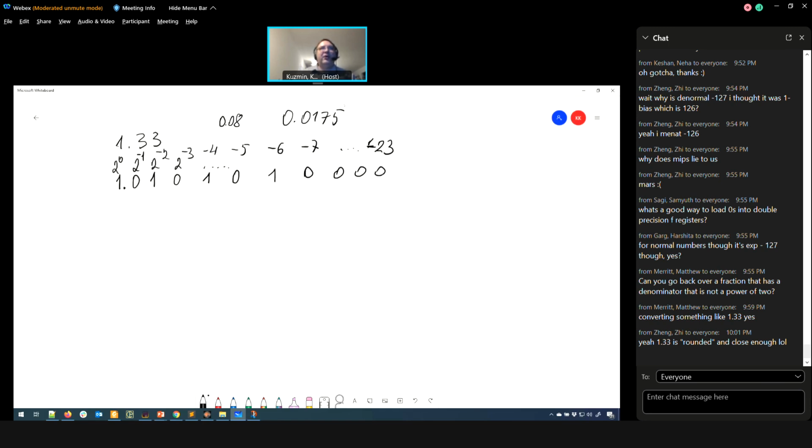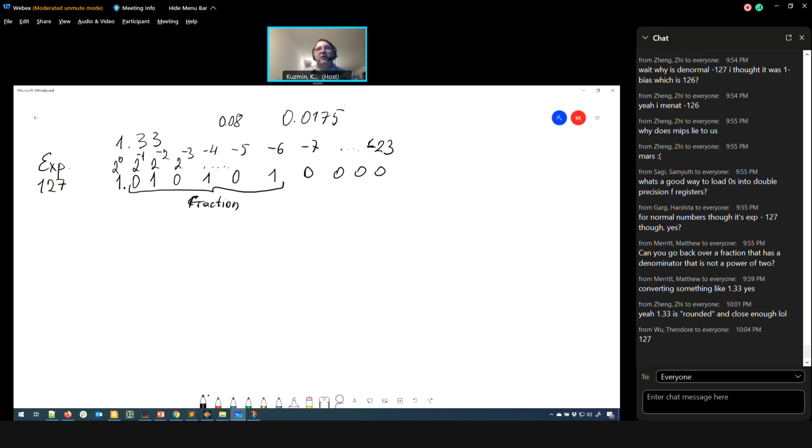All right, and so now, is this normalized or not normalized? Well, it turns out that this value is already normalized. So we just take this as our fraction. This is what we call the fraction, and our exponent, we didn't shift anything, so our exponent is 0, 2 to the power of 0. So what do we need to store, so that when we subtract 127, we're going to get 0? Yeah, 127. And then the sign is going to be 0 because it's positive.